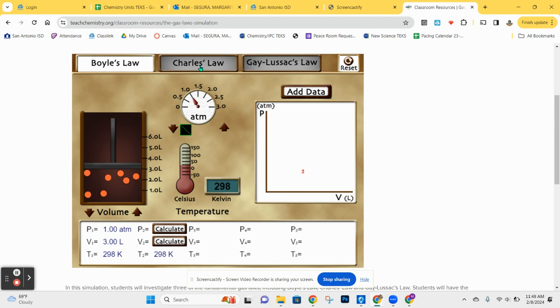You guys are going to end up doing Charles' law and Gay-Lussac's law on your own. So make sure that you're pausing the video if you need to do this with me. So we're going to reduce the volume of the gas to 1.70. Okay, so notice as I reduce the volume, we're looking at V2. I want that to go down to 1.70. And there it is, 1.70.